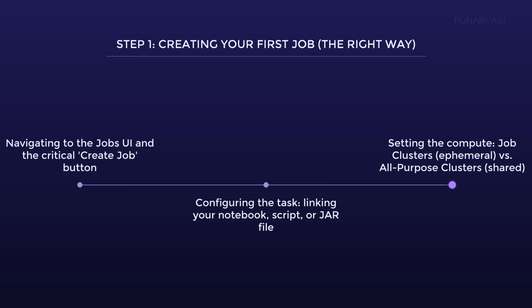Now, here's the critical choice. A shared, all-purpose cluster is noisy and unpredictable for production. You need isolation. A job cluster is born for this single task, with your exact specifications, and then vanishes. It's clean, dedicated, and cost-effective. This isn't just a config switch, it's your first commitment to reliability.